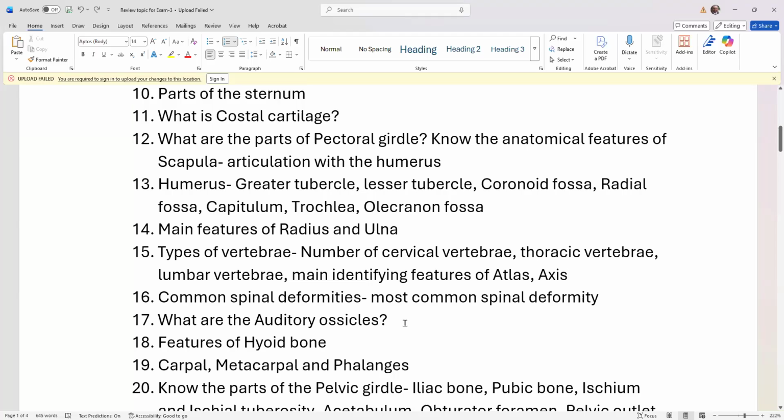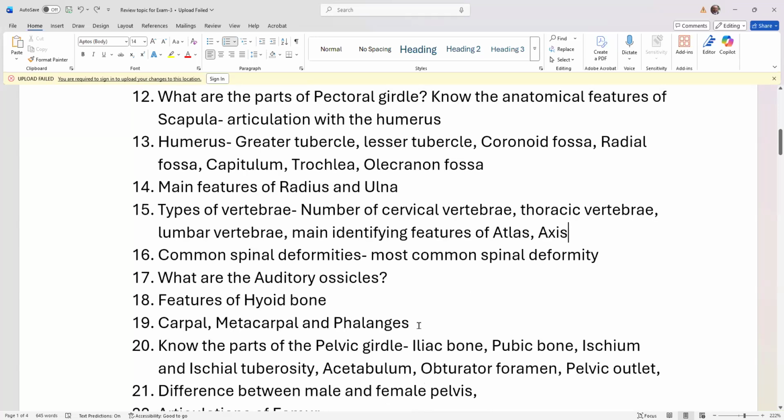What are the ear ossicles? What are the bones involved? Where is the hyoid bone located? What are its connections? What is the shape of the hyoid bone?